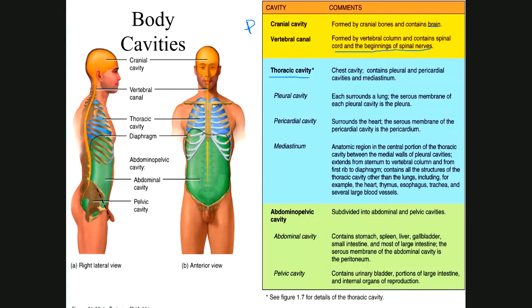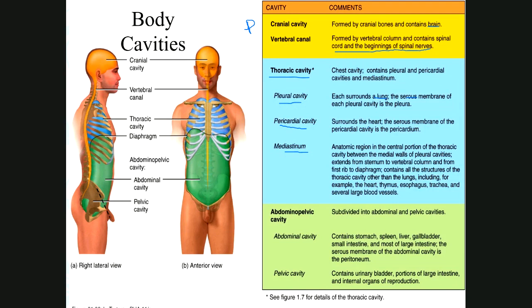contains these 3 subcavities. The pleural cavity surrounds each lung, and it has a serous membrane, which we'll talk about in a minute what it is. It has a pericardial cavity that also has a serous membrane around it, and then the mediastinum, which is an anatomical central portion, which will include everything aside from the pleural cavity.